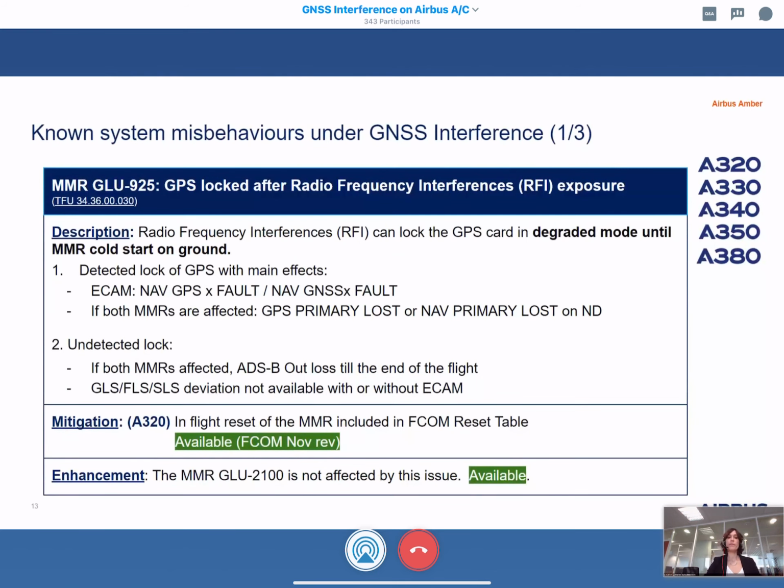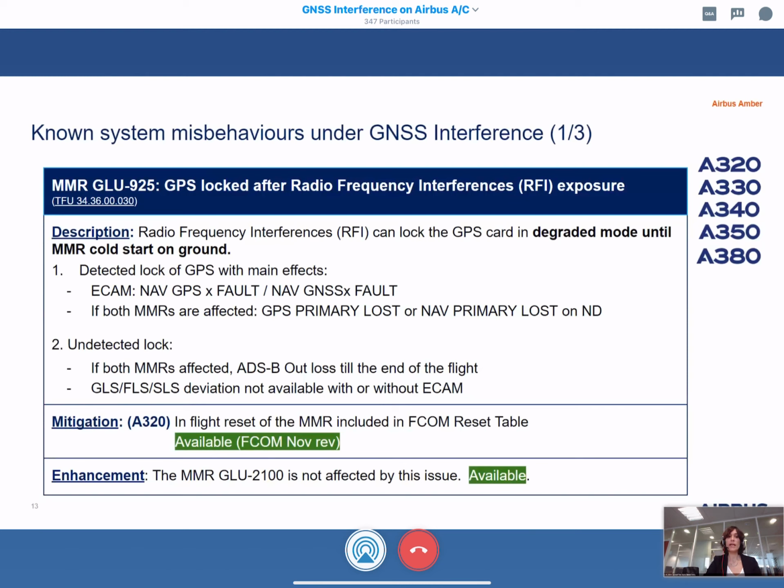I mentioned before that the effects are expected to be temporary and disappear after leaving the interference area. However, we know there are some system misbehaviors that do not behave this way. We will go through three different misbehaviors here. First of all, we have the MMR DLU 925 that could be locked after radio frequency interference exposure. Actually, the GPS card could be locked in degraded mode until MMR reset on ground.